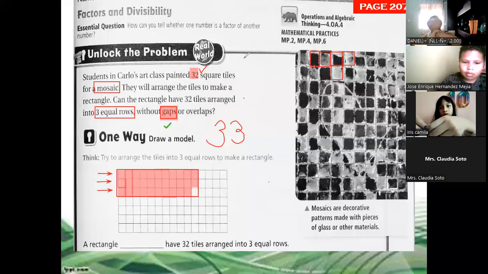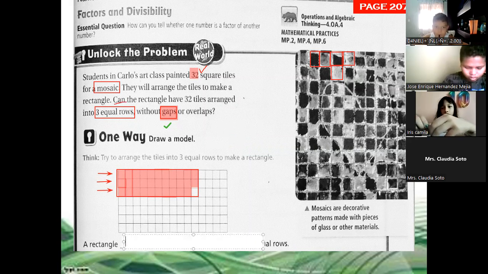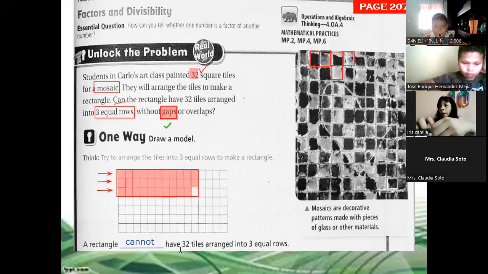There are only 32. So the answer in here is, because the question says, can the rectangle have 32 tiles arranged into 3 equal rows without gaps? A rectangle cannot, because it wasn't possible, cannot have 32 tiles arranged into 3 equal rows. Cannot, because it has an empty space here, has a gap. So it is not possible.